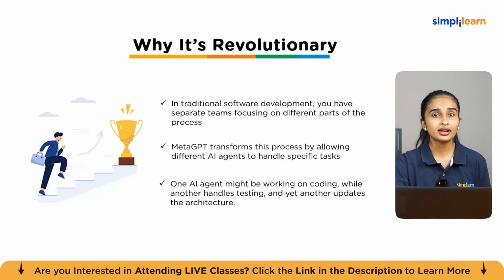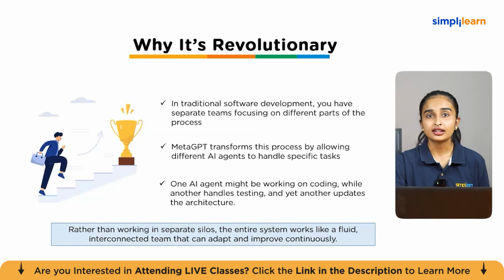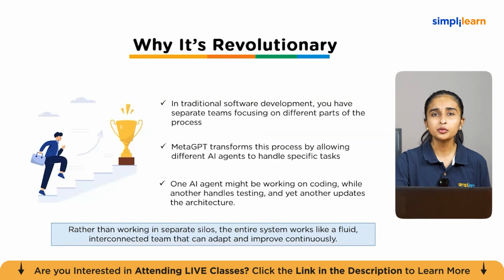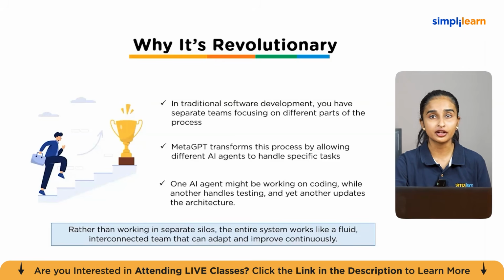So this approach streamlines the development process. For example, one AI agent might be working on coding while another handles testing and yet another updates the architecture. Because all these agents are connected and communicate in real time, the entire process becomes faster with fewer errors and better alignment. So rather than working in separate silos, the entire system works like a fluid, interconnected team that can adapt and improve continuously.